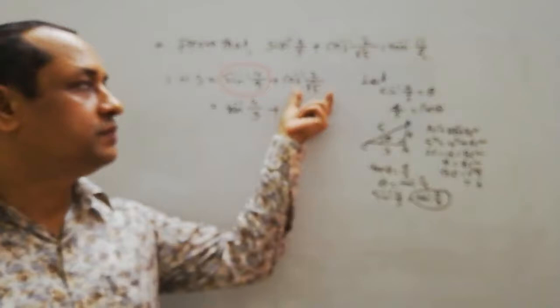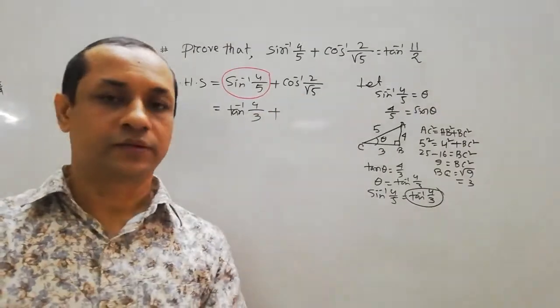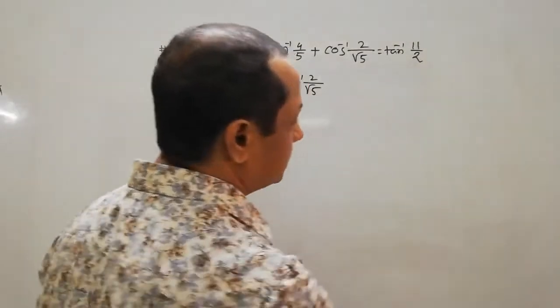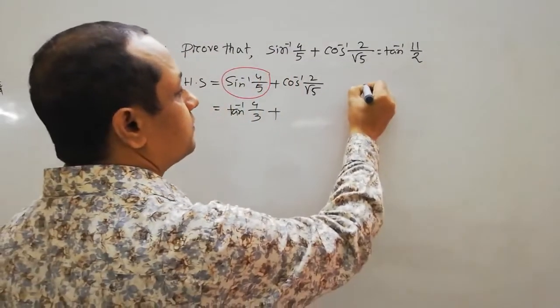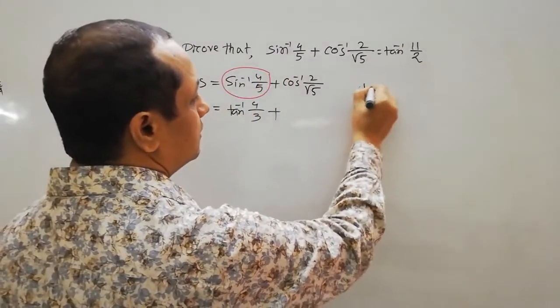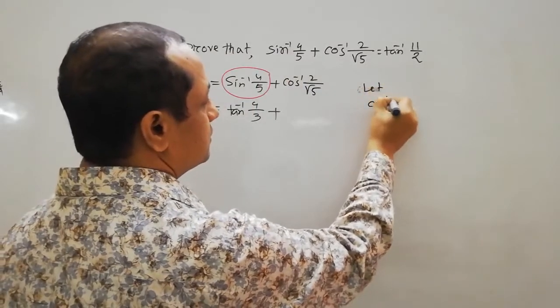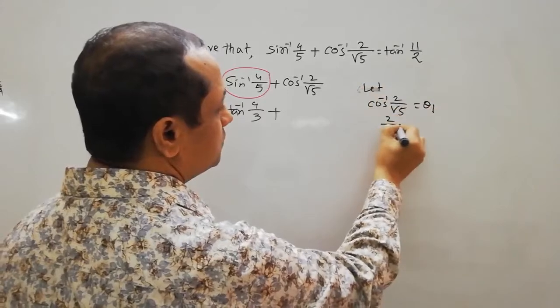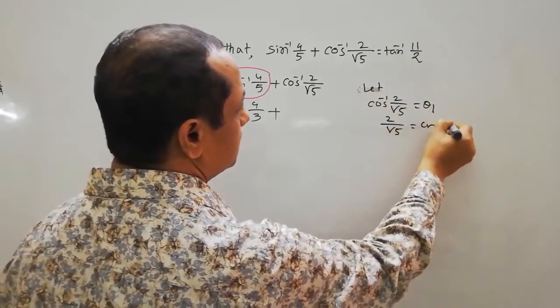Similarly, convert cos inverse 2 by root 5 to tan inverse. So again we know that, let cos inverse 2 by root 5 equal theta 1. Now we get 2 by root 5 equals cos theta 1.